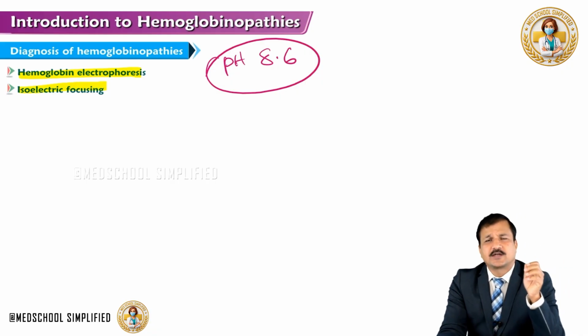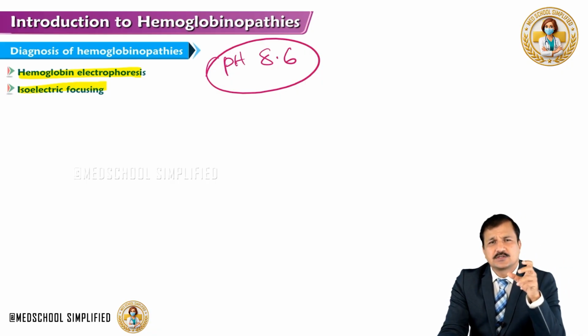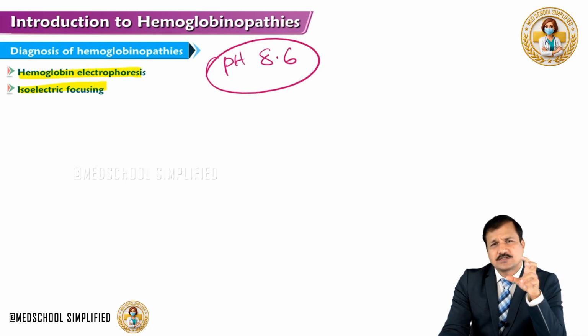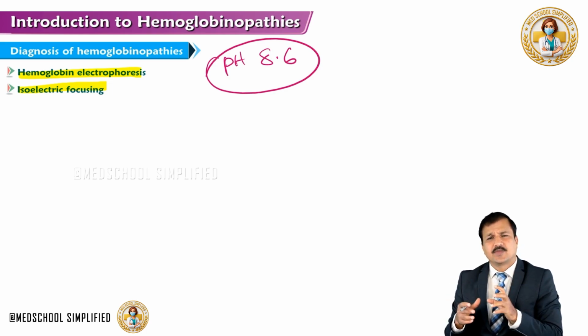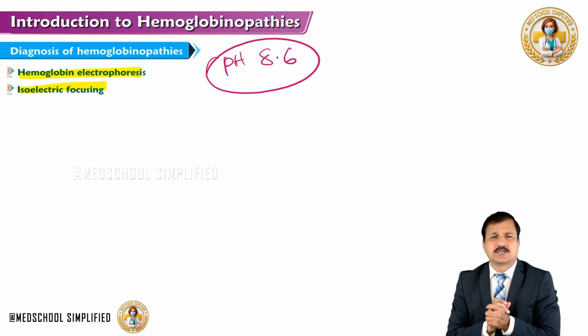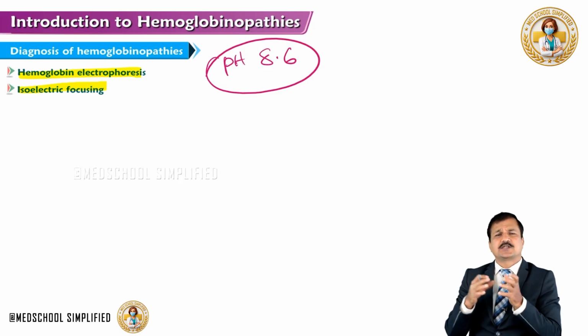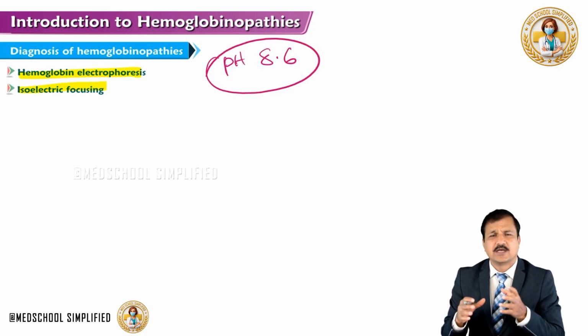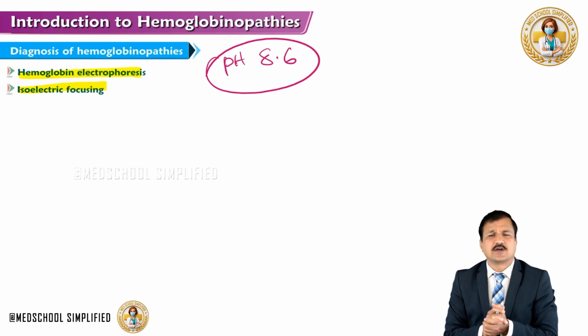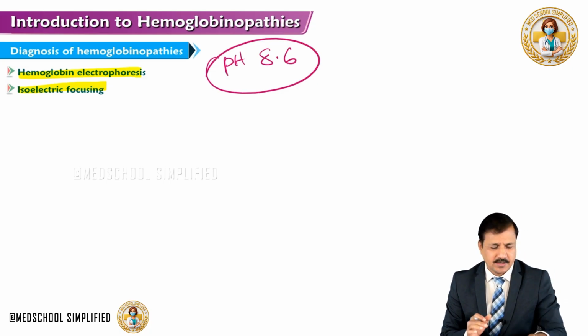Another diagnostic method that we can use in the diagnosis of hemoglobinopathies is isoelectric focusing. Now this isoelectric focusing works based on the difference in isoelectric points, leading to rapid separation of proteins in a pH gradient generated by an electrical field. And this particular feature of separation of proteins based on their isoelectric point is used in the diagnosis of hemoglobinopathies.